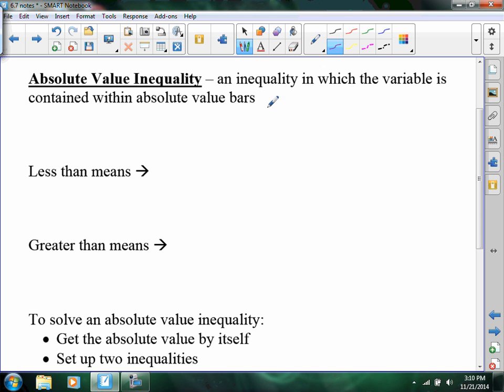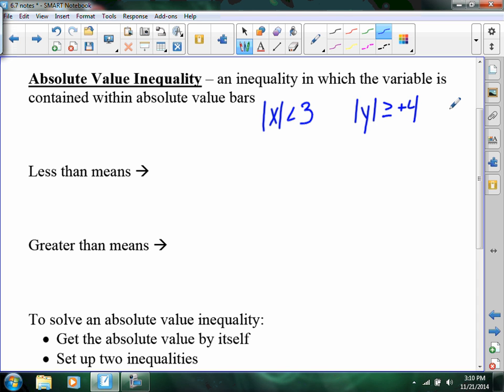So it might look like the absolute value of x is less than 3. So instead of an equal sign, there's an inequality sign. You could have the absolute value of y is greater than or equal to 4.